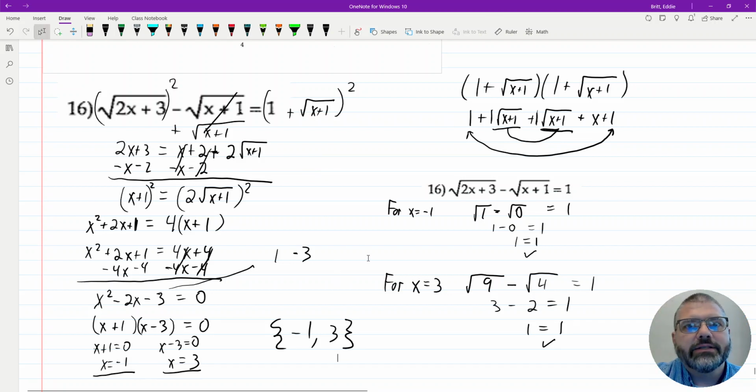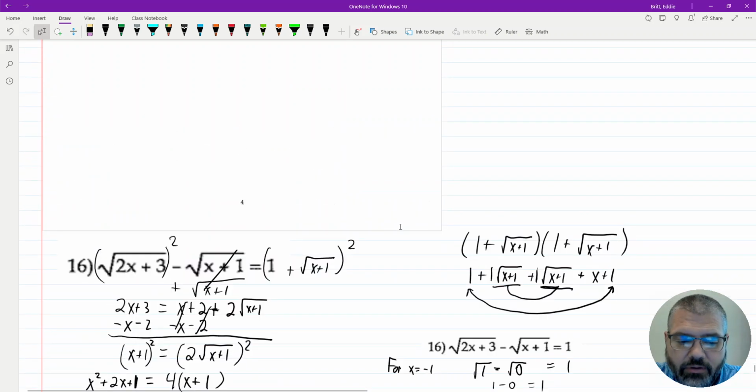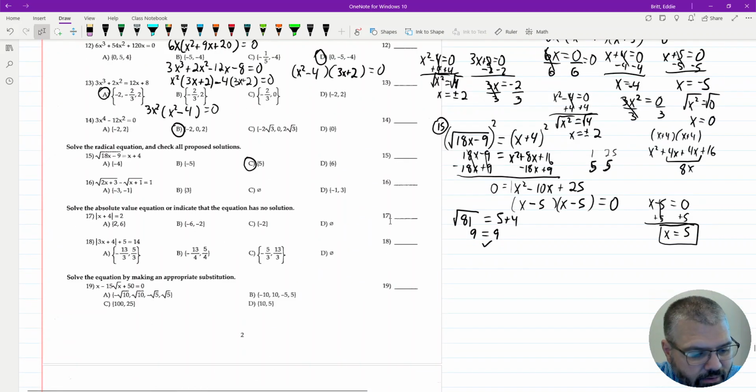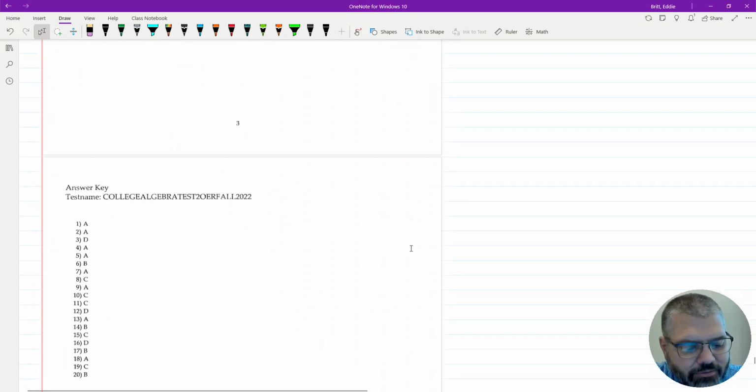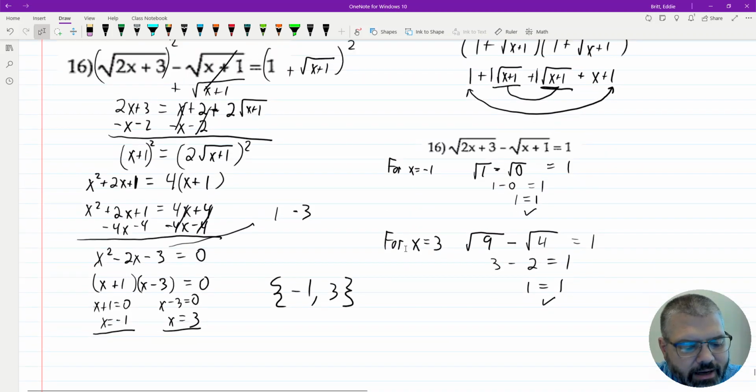Sometimes one of those might not check out, so it's important that you check. Sometimes neither will check out. If neither check out, it's no solution. All right, so just make sure. And if you look at the choices on that one, it's going to have all the different variations. See, negative 1, negative 3. Just 3. No solution. Negative 1, 3. So you got to make sure you choose the one that says negative 1, 3.